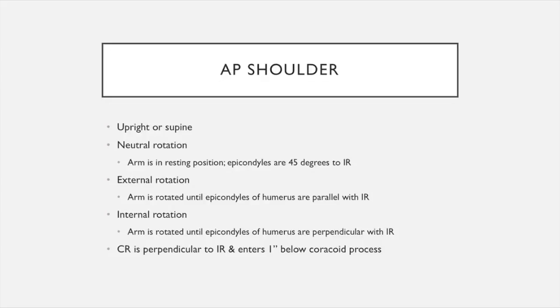The central ray is going to be perpendicular to the IR at all times, and it's going to enter about an inch below the coracoid process. For the AP shoulder image, you want to include the acromioclavicular joint all the way to the sternoclavicular joint. And you want to include the entire scapula as well.